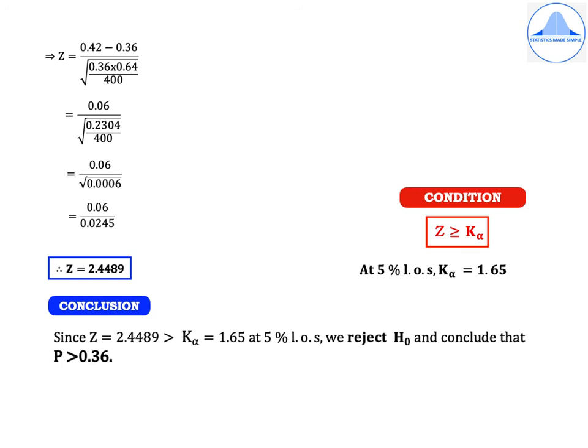Now the condition which we use for a right tail test is you have to check if Z is greater than or equal to K alpha. If it is, then you will reject H naught, otherwise you have to accept H naught. So at 5% level of significance, K alpha is 1.65. Now write the conclusion. You have to compare Z with K alpha. So since Z is equal to 2.4489 is greater than K alpha equal to 1.65, at 5% level of significance, we reject H naught and conclude that P is greater than 0.36. So remember that whenever we reject H naught, we are accepting H1.